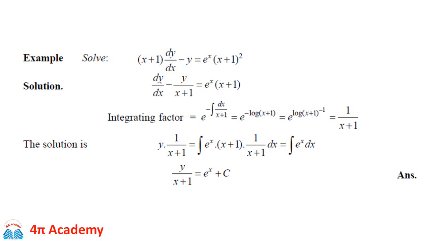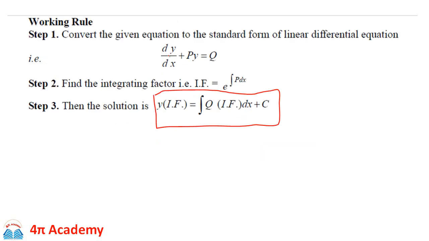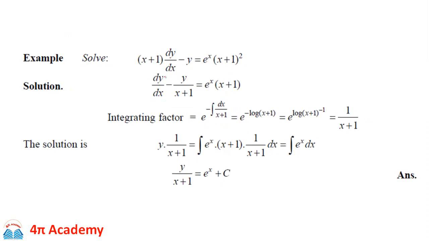So first we bring this differential equation to the form dy/dx + Py = Q. Let us divide this whole equation by x + 1. So that will be dy/dx - y/(x + 1) = e^x, and if we divide by x + 1, this gets cancelled, and (x + 1)^2 divided by x + 1, so we remain with only x + 1.